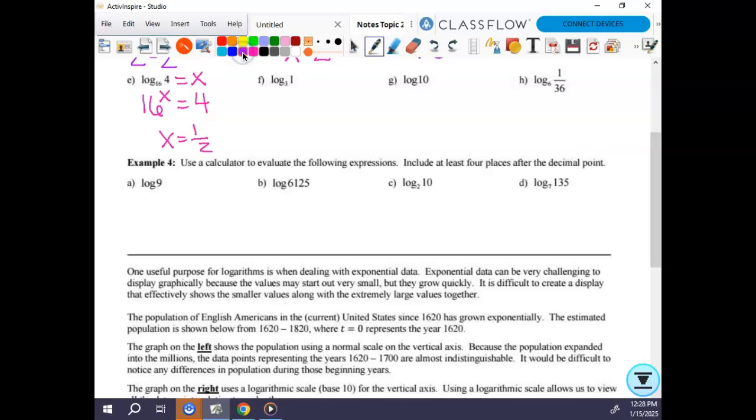Okie dokie, we're going to set this equal to x. So 3 to the x power equals 1. 0. Good. Take anything to the 0 power, you get 1. So x equals 0. What's the base here? 10. So 10 to the x equals 10. What does x equal? 1.